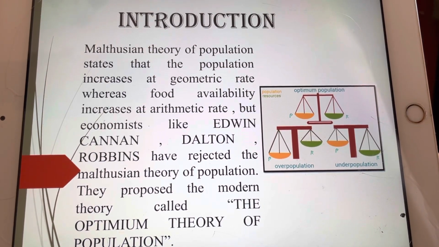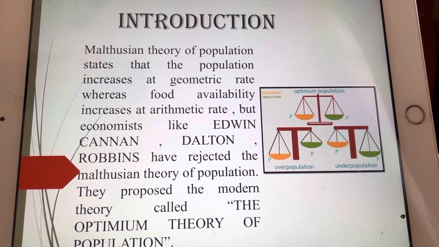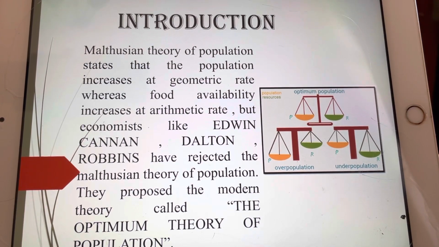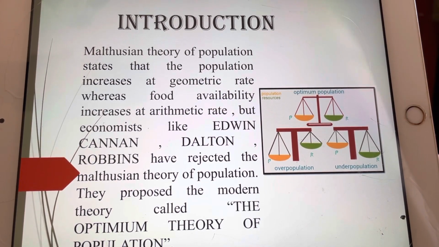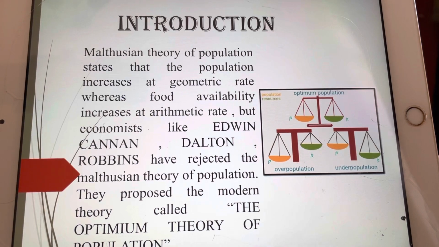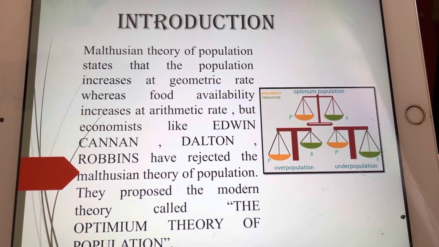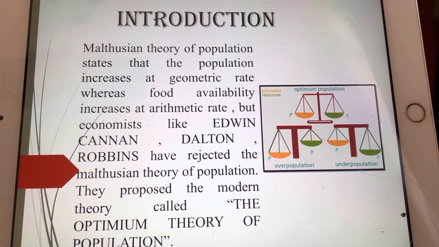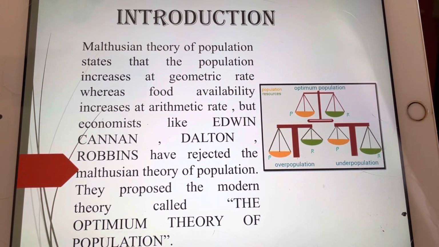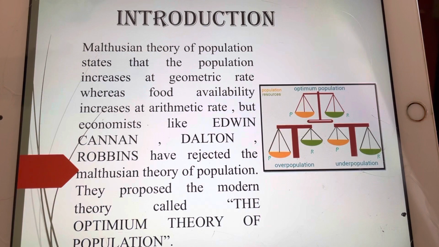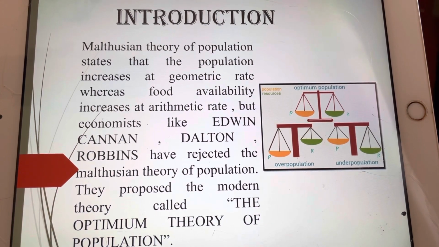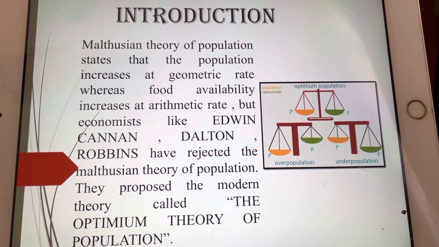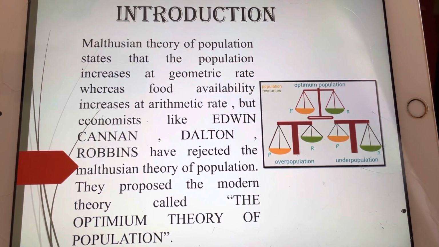Malthusian theory of population states that the population increases at geometric rate, whereas food availability increases at arithmetic rate. But economists like Edwin Cannan, Dalton, Robbins have rejected the Malthusian theory of population.